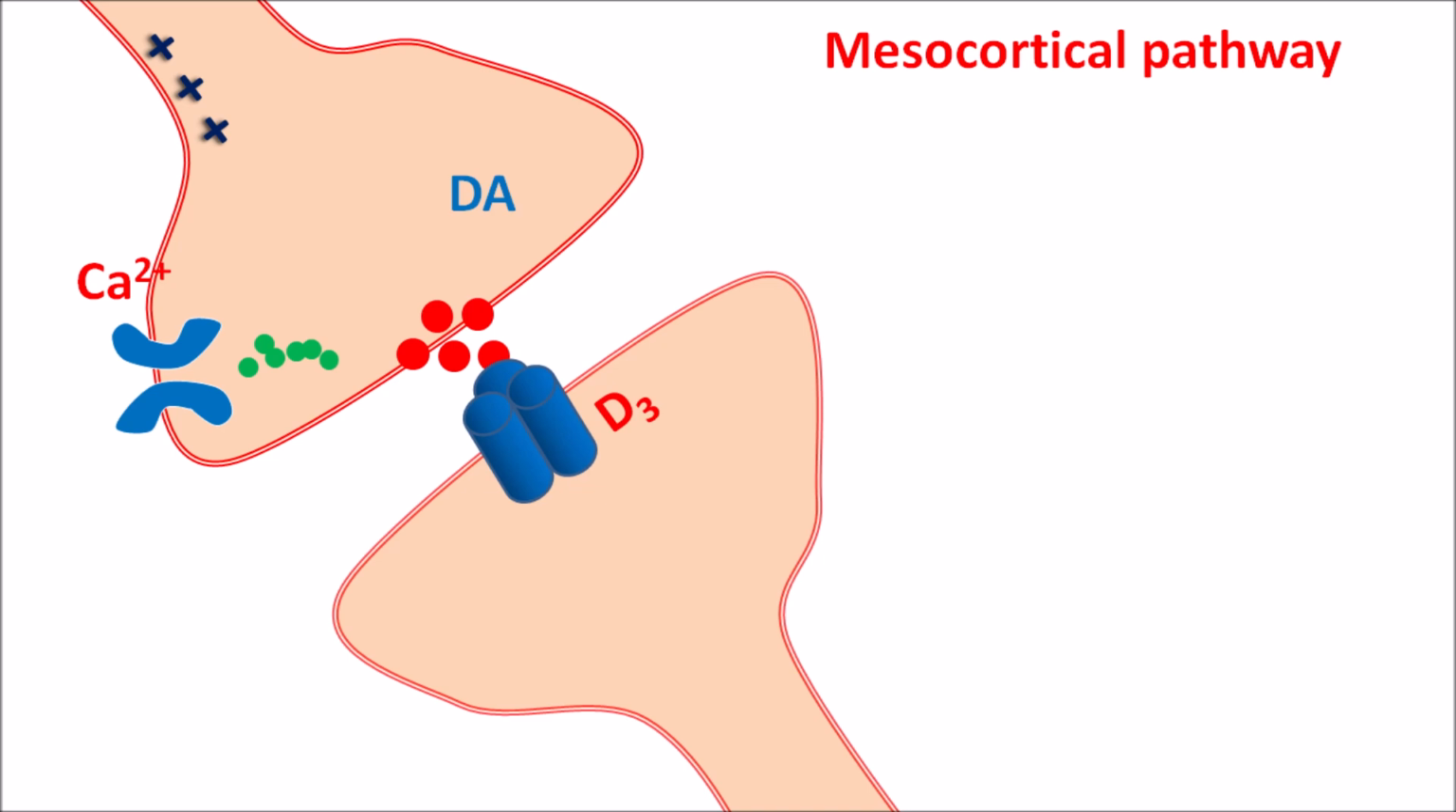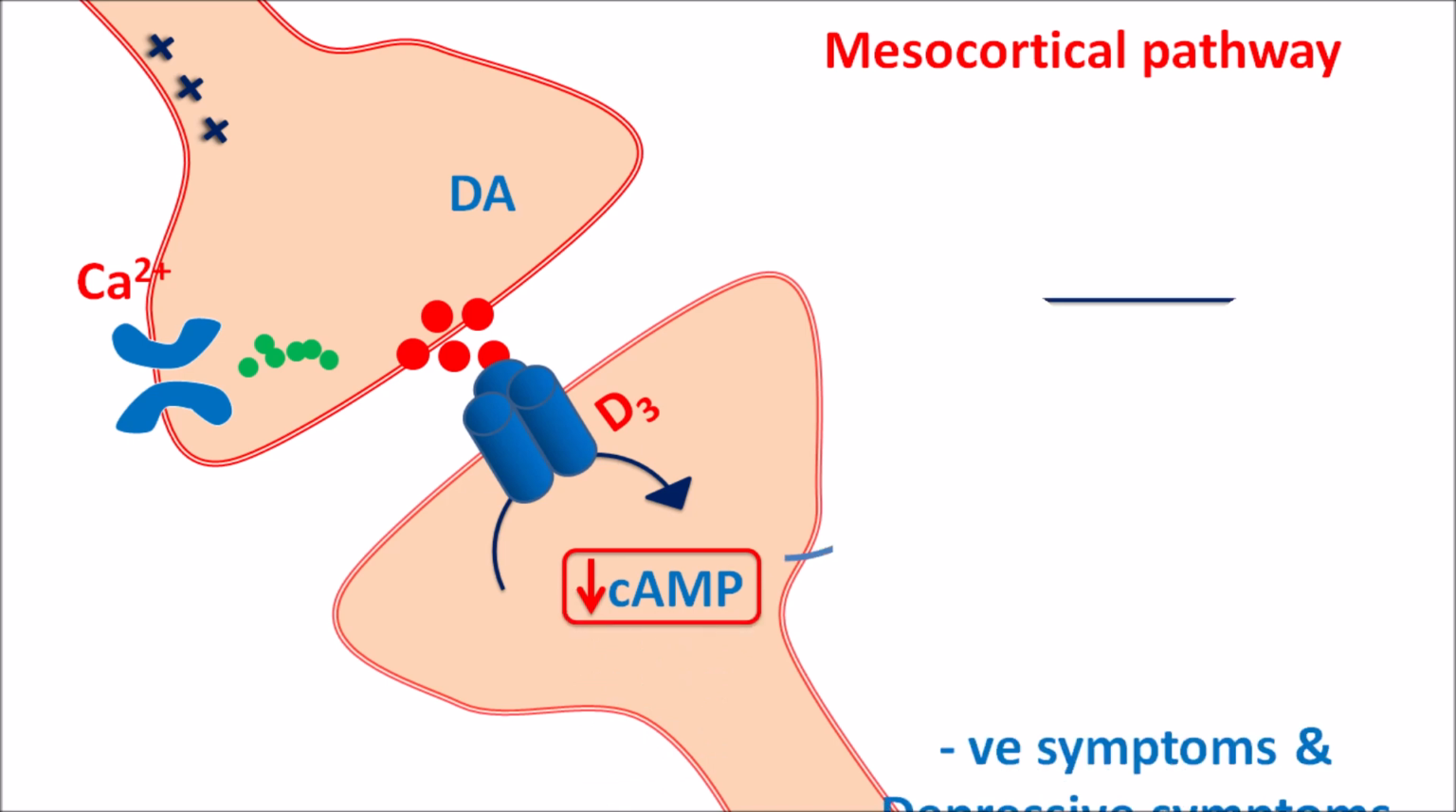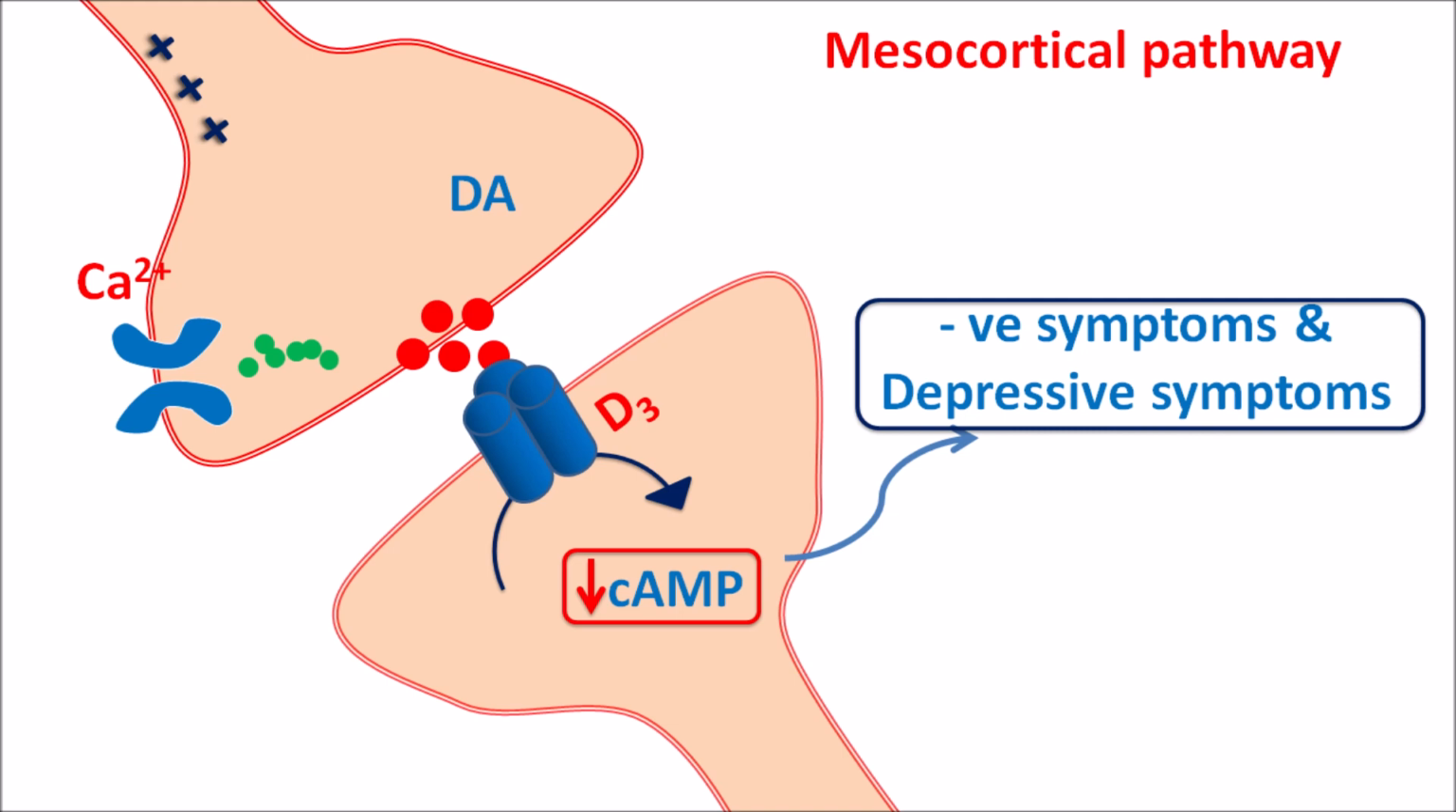Now this dopamine can act on D3 receptors, which is inhibitory in nature, thereby reducing the cyclic AMP. Now when the cyclic AMP levels are reduced, it can stimulate the negative symptoms and depressive symptoms. So patients may perceive social withdrawal, flattening of emotions, bipolar mania. All these symptoms can be observed with increased activity of D3 receptors.